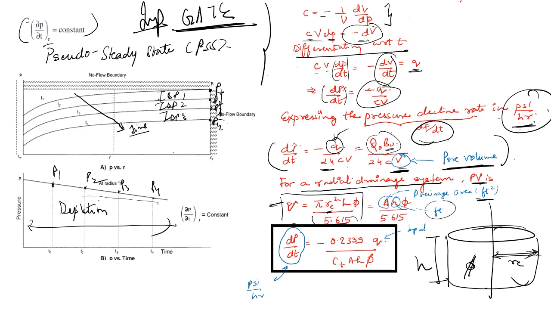Now placing this V, whatever expression we obtained for V, in the dP/dt term, my final answer would be dP/dt is equal to minus 0.2339 into Q upon ct into h phi. This is a very important concept. A question from this particular concept has been asked in GATE.